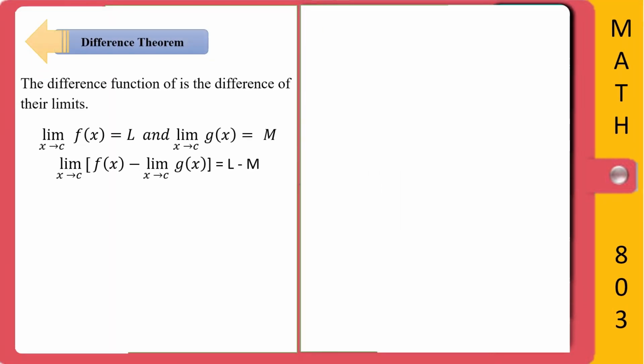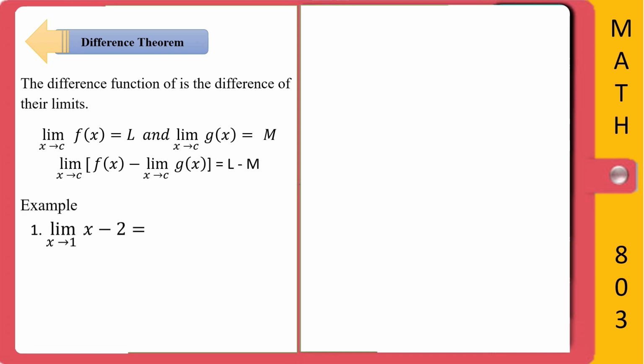The next theorem will be the difference theorem. The limit of a difference of functions is the difference of their limits. Suppose we have the limit of f of x as x approaches c is equal to L, and the limit of g of x as x approaches c is equal to m. Therefore, we have the limit of f of x minus g of x as x approaches c is equal to L minus m.